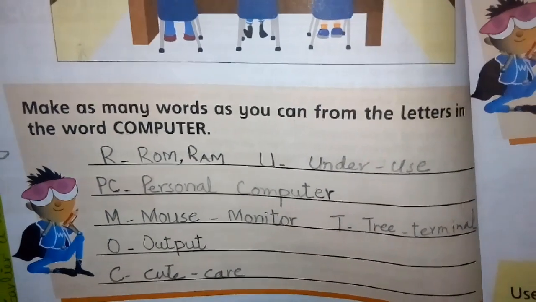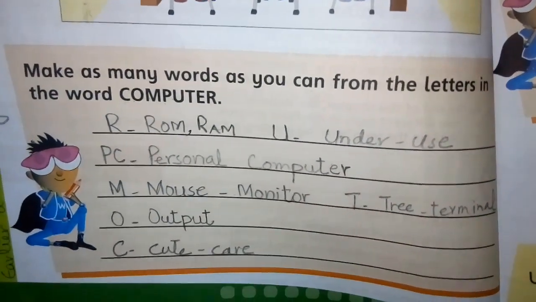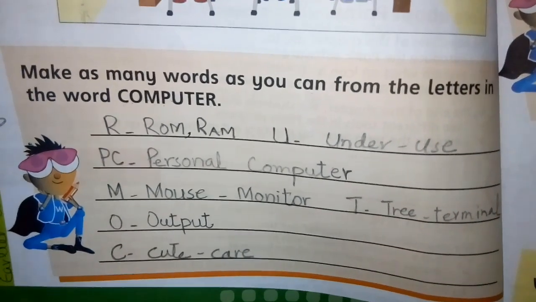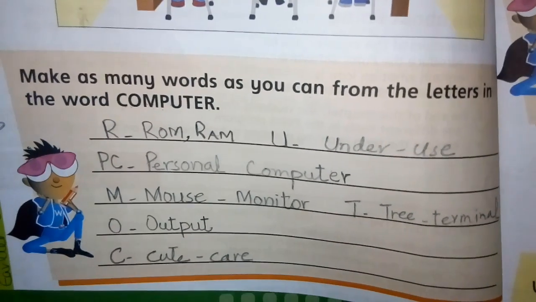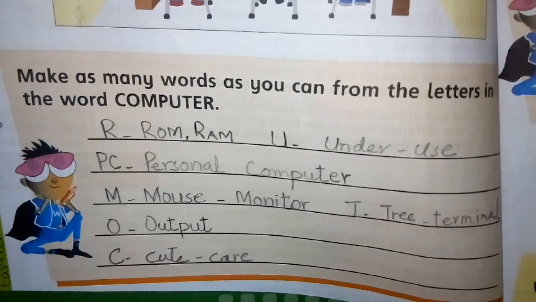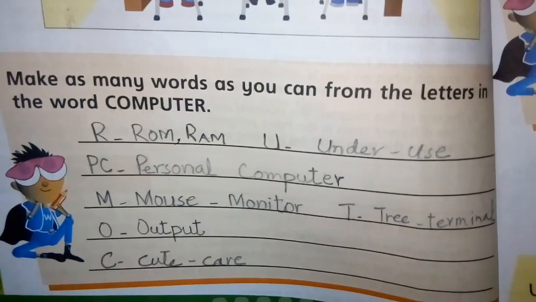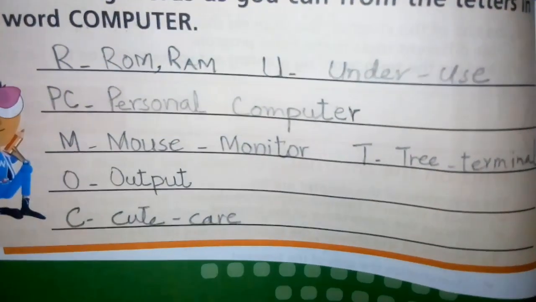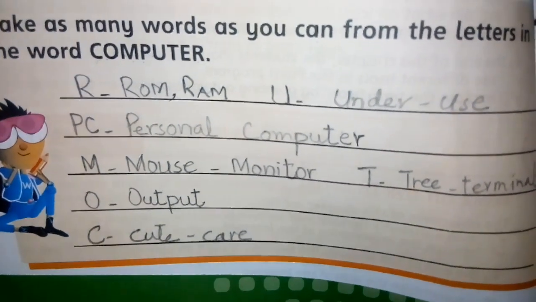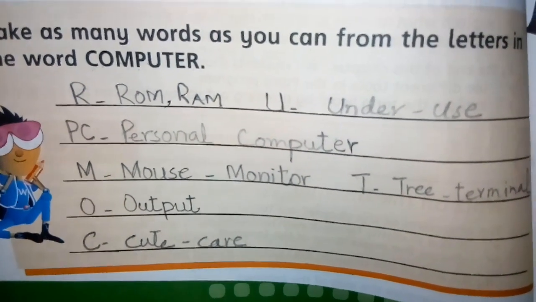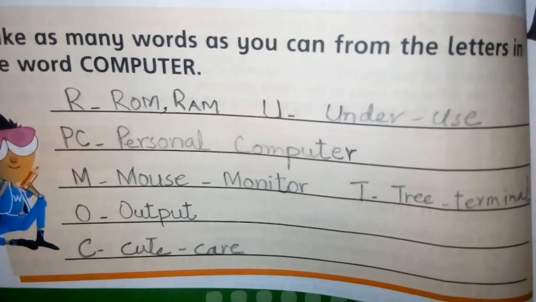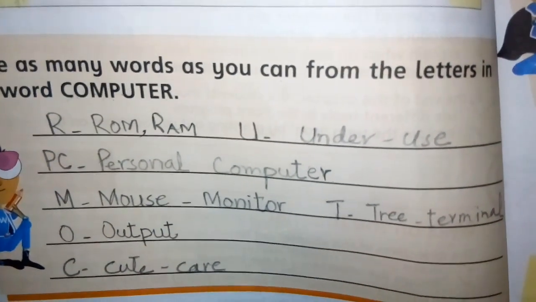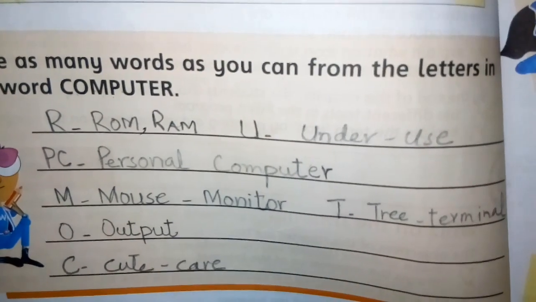Make as many words as you can from the letters in the word computers. The word COMPUTER has a total of 8 letters, and you can make as many words as you can from each letter. Let's see. C for cute, care; O for output; M for mouse, monitor; P for personal computer; R stands for RAM, ROM; U stands for under, use; and similarly T stands for tree.